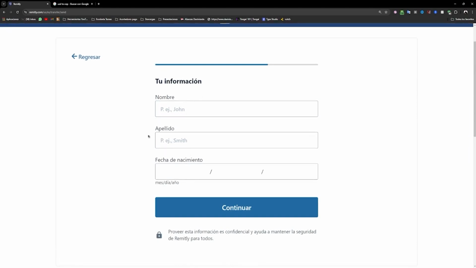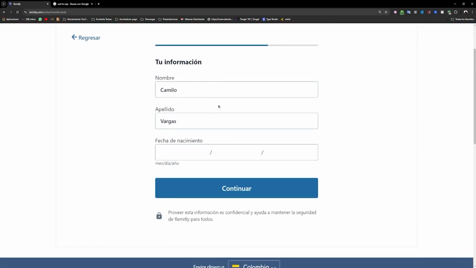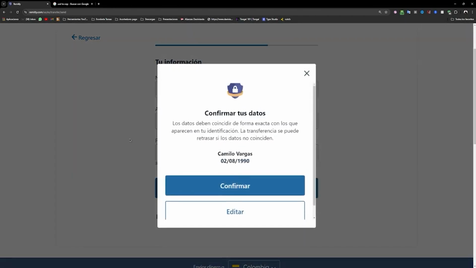Next, your personal information, which likely requires minimal explanation, essentially pertains to the sender's details, who in this scenario would be located in either the United States or Spain dispatching the funds. Therefore, I will input a name, Camilo Vargas, and provide a date of birth. It is crucial to emphasize that you must be of legal age for this, and here we input any date, for instance February 8, 1990, and then proceed by clicking continue.